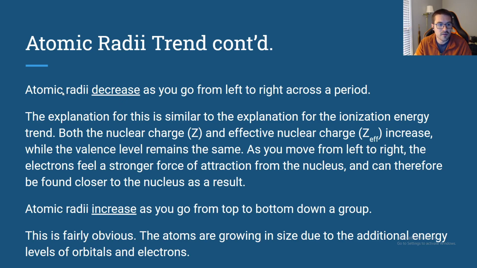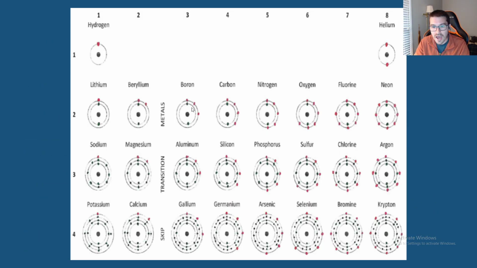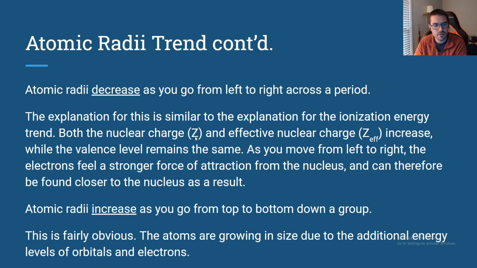Because the fact is that as you go from left to right across the period, atomic radii actually decrease, okay? So even though we're adding more electrons and there's more protons in the nucleus, right? So like the mass of the atom is increasing, right? And the number of particles in the atom is increasing, the actual size of the atom is decreasing, okay? And that is a counterintuitive thing. So let's read the explanation here.